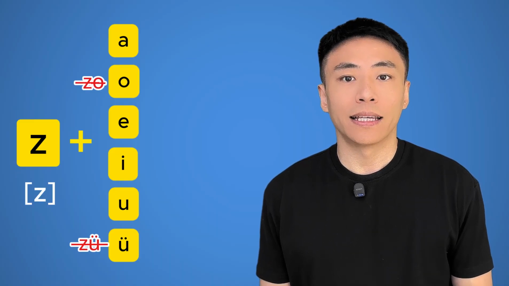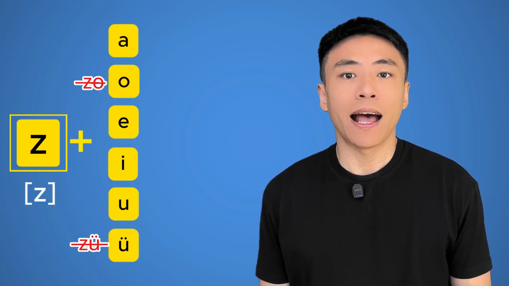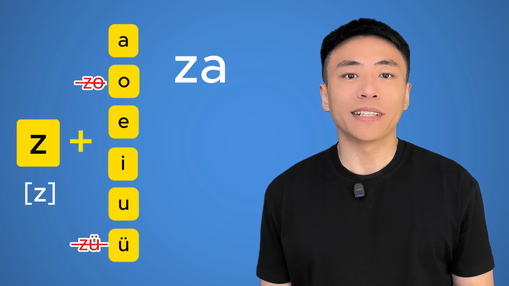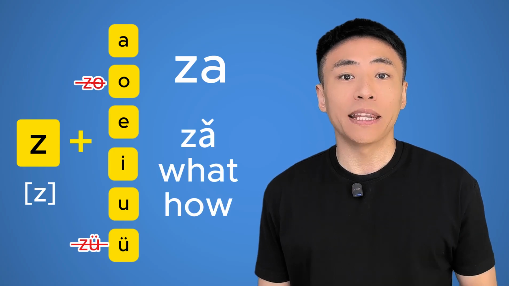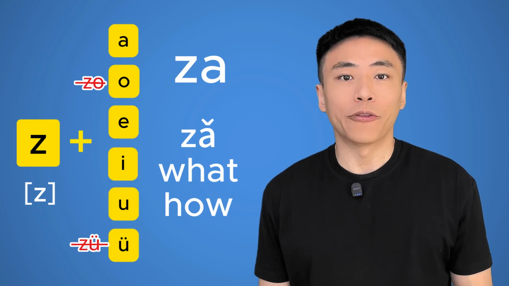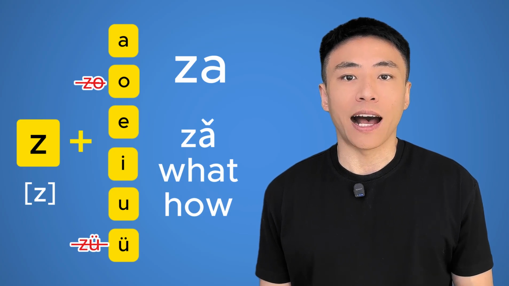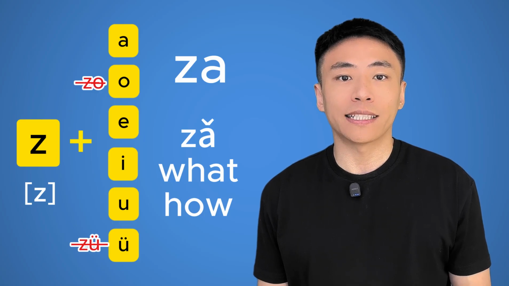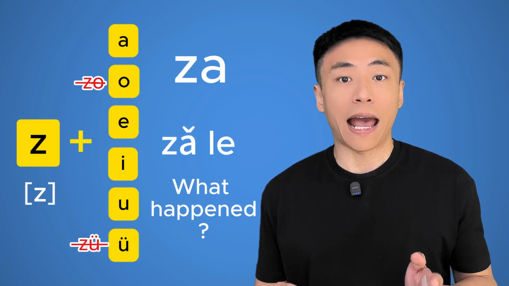Z. Repeat after me. Z. In Chinese syllables, Z sounds like Z. Let's try it with some simple finals. Z, a, za. With the third tone, it's za, meaning what or how. The full tone is za. The daily use is za. For example, 咋了 means what happened.